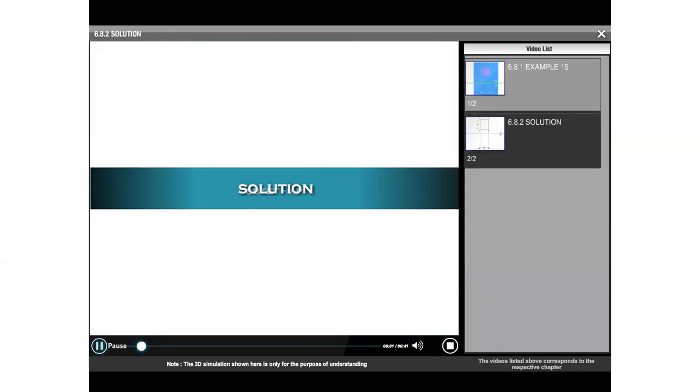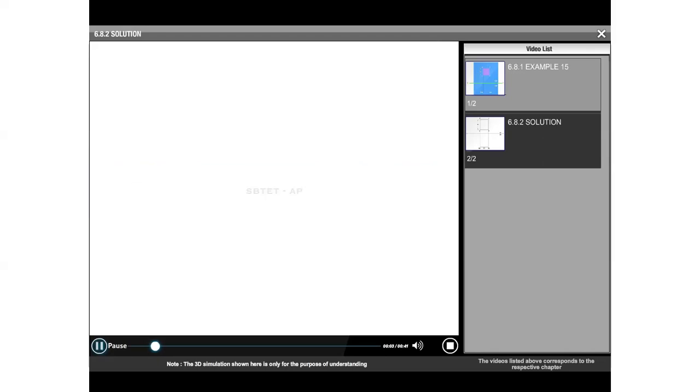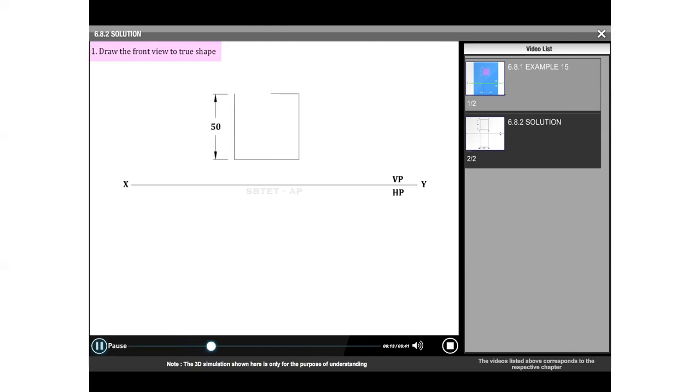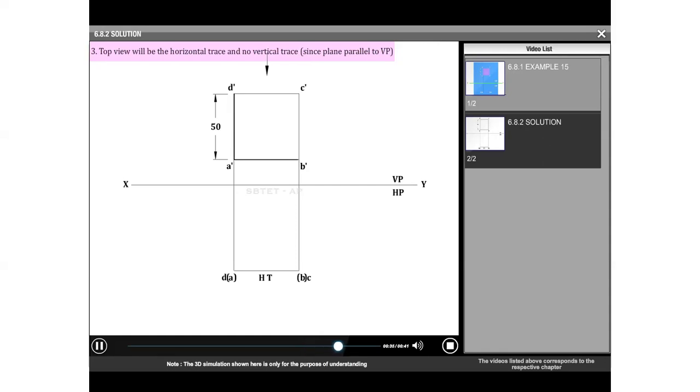Solution to example problem 15. Draw the front view, which is a square. Project the top view, which is a line parallel to XY. Show the hidden points within parentheses. The top view will be the horizontal trace and there is no vertical trace as it is parallel to VP.